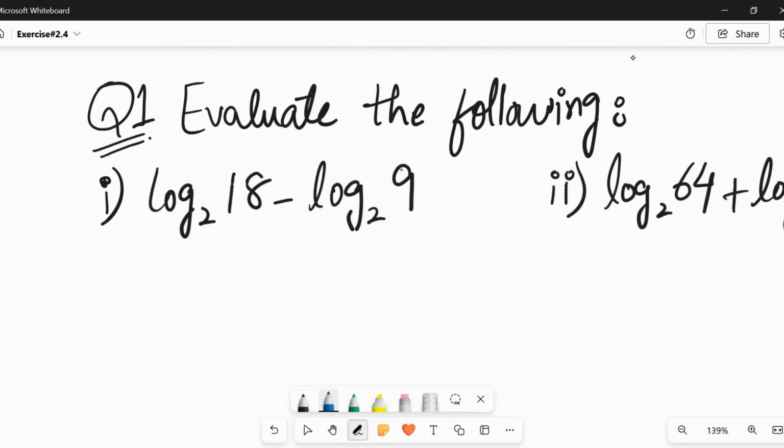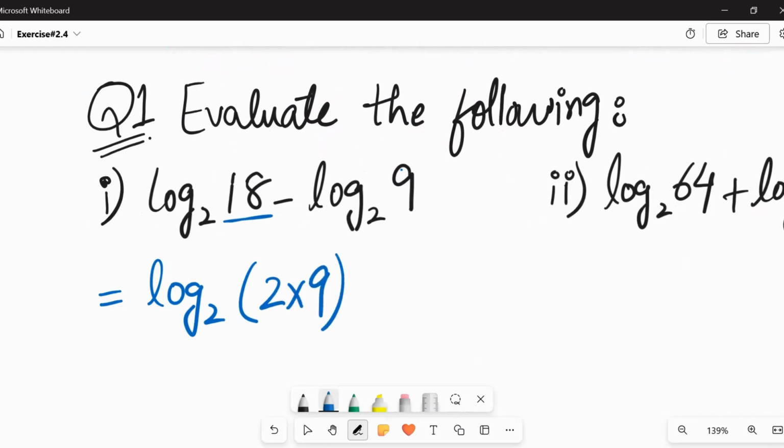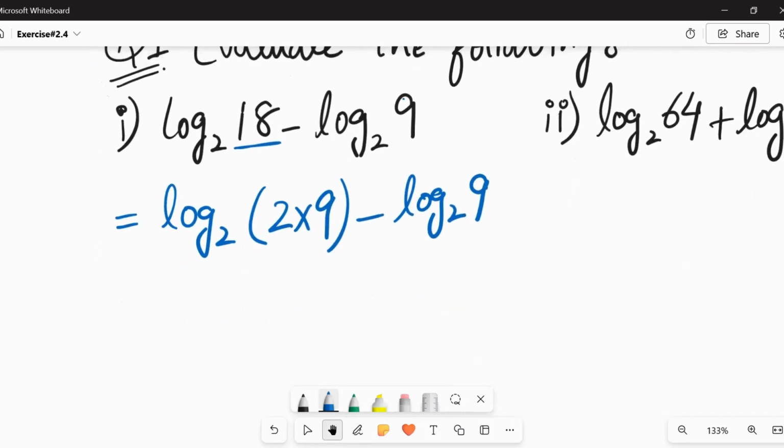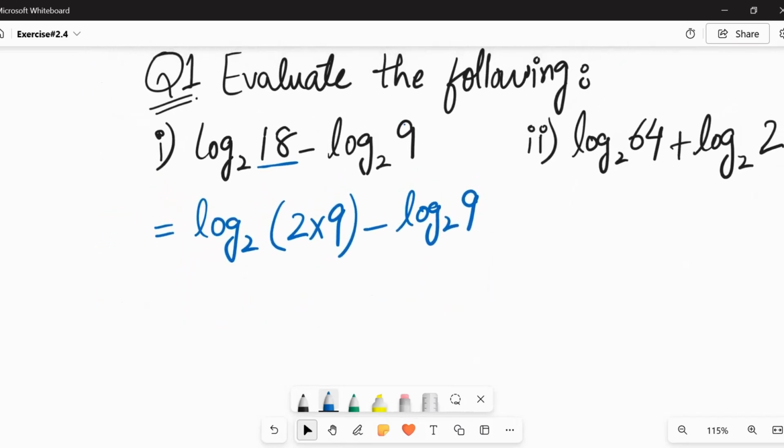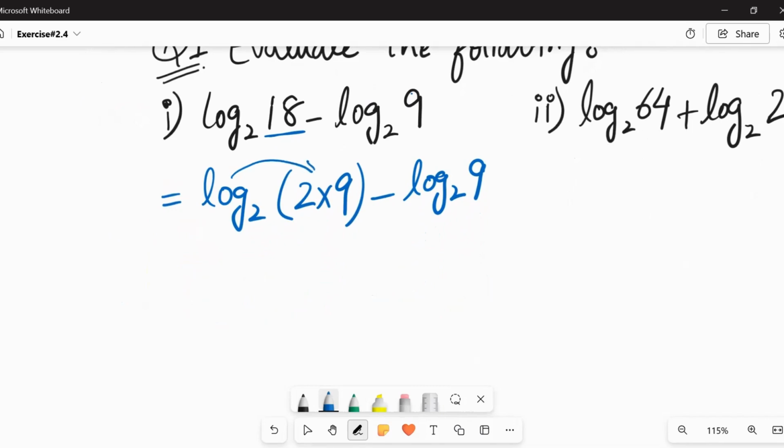First, we need to simplify 18. We need to factorize 18. So we can write it like this: log base 2 of 2 multiplied by 9, because 2 times 9 equals 18. And the second term will remain as it is. Now we'll apply the property of a log. We'll individually write log with these two numbers, and this multiply sign will change into a plus sign.